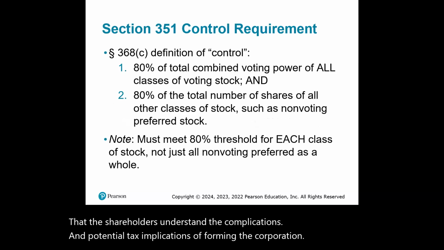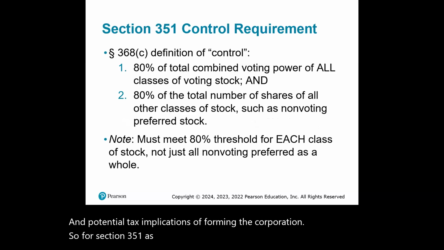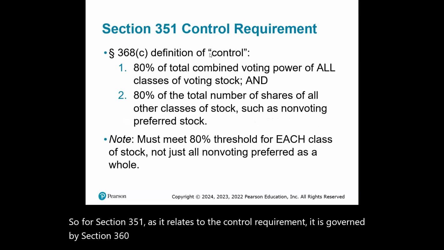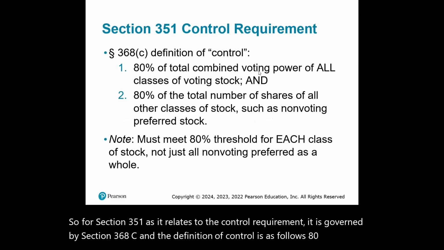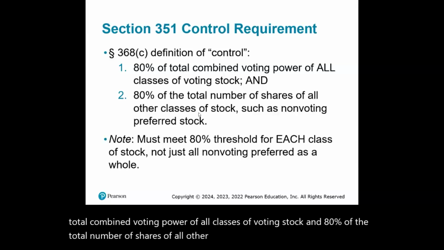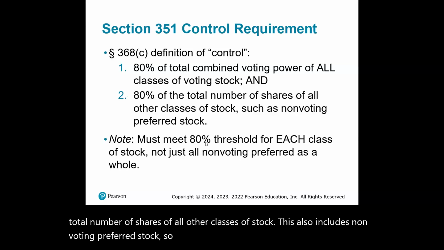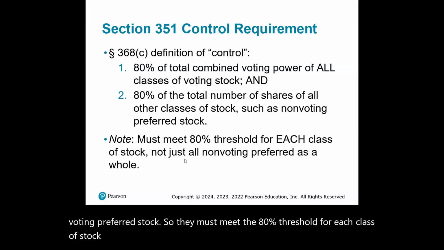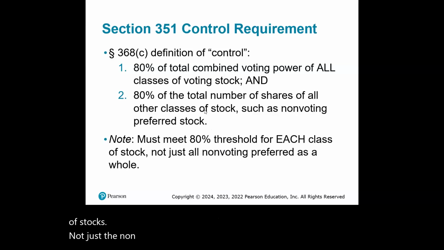For Section 351, the control requirement is governed by Section 368(c), and the definition of control is as follows: 80% of the total combined voting power of all classes of voting stock and 80% of the total number of shares of all other classes of stock. This also includes non-voting preferred stock. So they must meet the 80% threshold for each class of stock, not just the non-voting preferred as a whole.